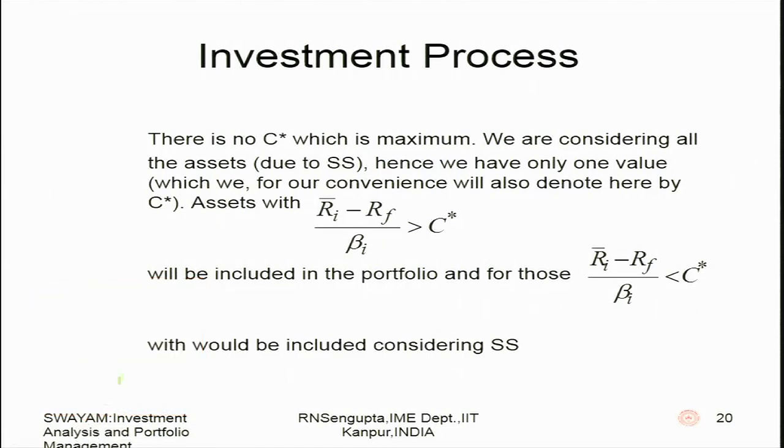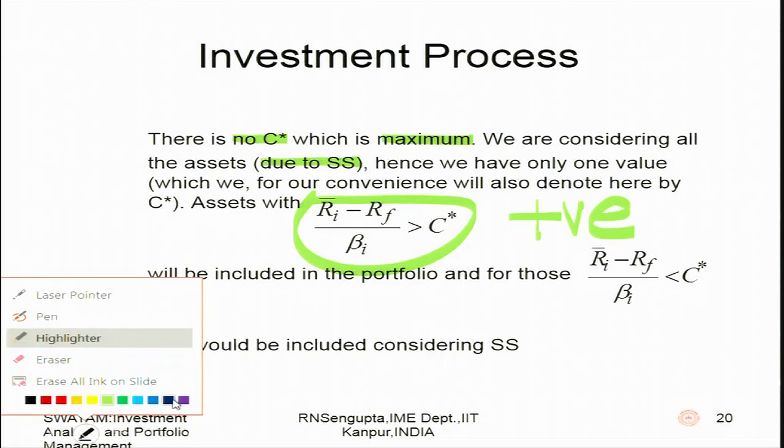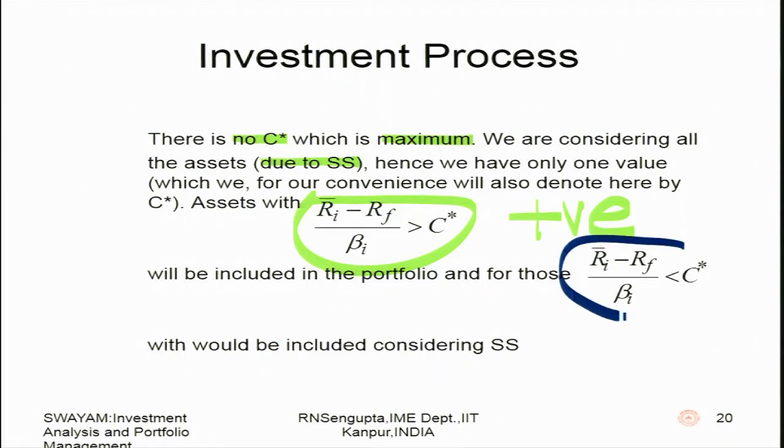So the idea remains the same, there is no maximum C star. We are considering all the assets due to the fact that short selling is allowed, hence we have only one value of C star, which is 4.52. For any asset, if (Ri minus Rf) divided by beta is greater than C star, you add them in the positive sense. And if (Ri minus Rf) divided by beta is less than C star, you add them in the negative sense. Till now, same concept, but then Lintner's definition will come at the last stage.